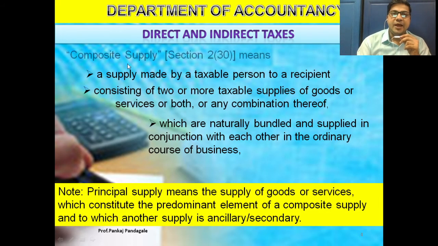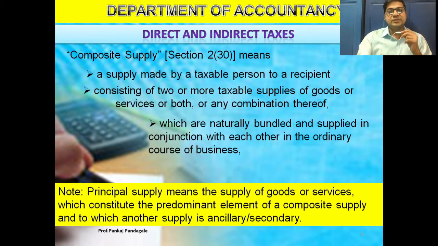Composite supply, Section 2 subsection 30, is a supply made by a taxable person. Taxable person means the supplier, wholesaler, retailer, trader, manufacturer. They supply the taxable goods to the recipient. Recipient means customer. They supply two or more taxable supplies, two or more goods or services, which are naturally bundled and supplied in conjunction with each other in the ordinary course of business.